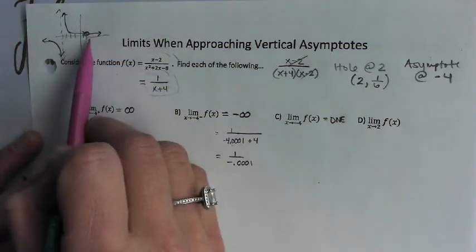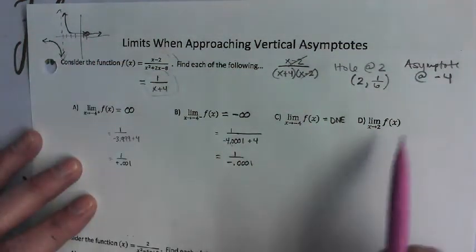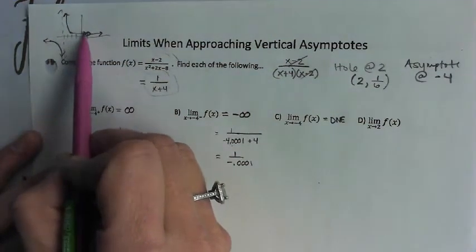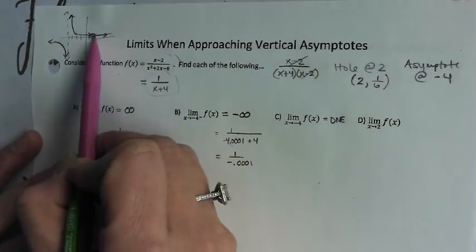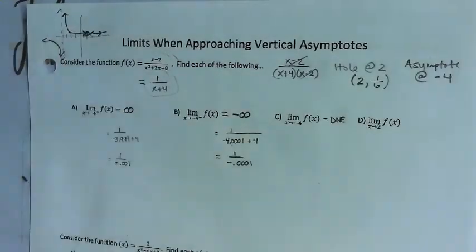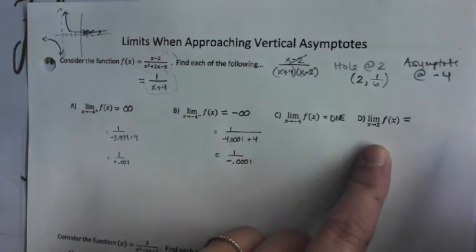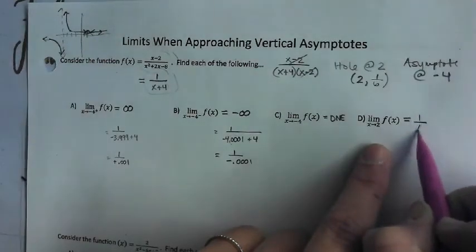So as you approach, and I didn't break this one down, approaching from the left, approaching from the right, but if you look at it, approaching from the left, I'm right here, approaching from the right, I'm right here, and they're kind of pointing at each other. Therefore, your limit does exist, and the answer is what? 1/6. Good.